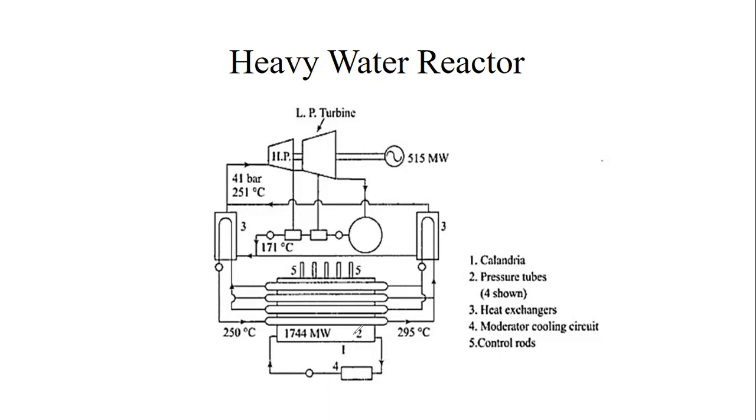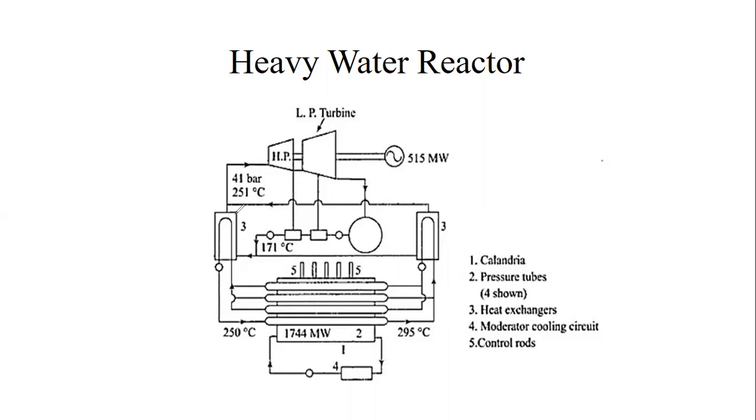Then comes the pressure tubes. Here we have 4 pressure tubes. Then the heat exchangers. These are the heat exchangers where heat is exchanged from the coolant to the heavy water. Afterwards, the moderator and cooling circuit. So this is the moderator and cooling circuit, and these are the control rods.